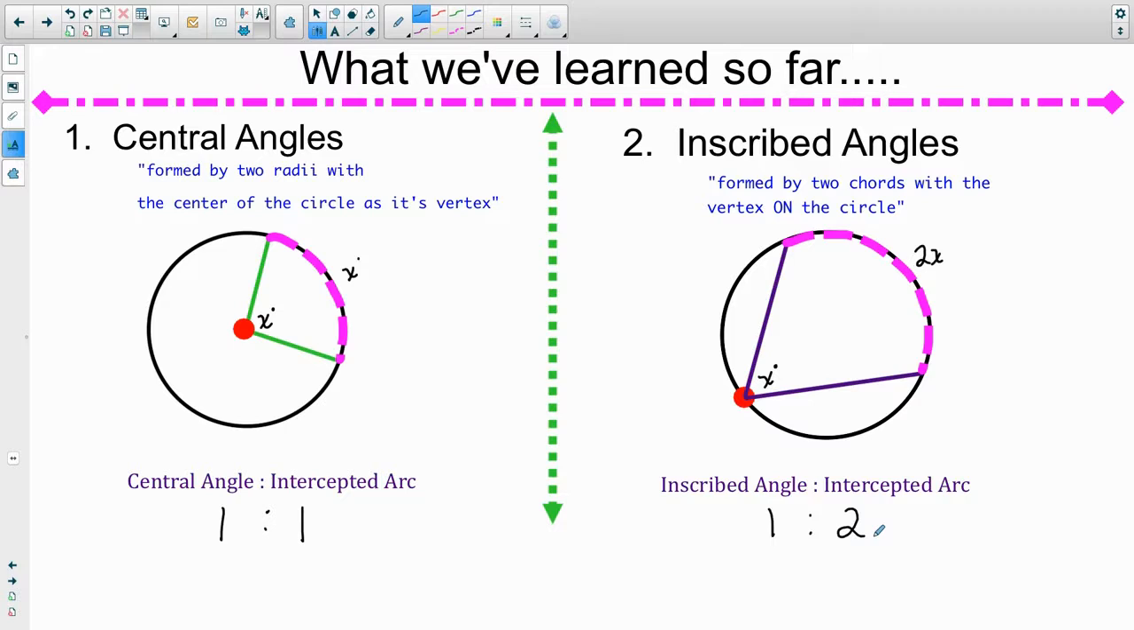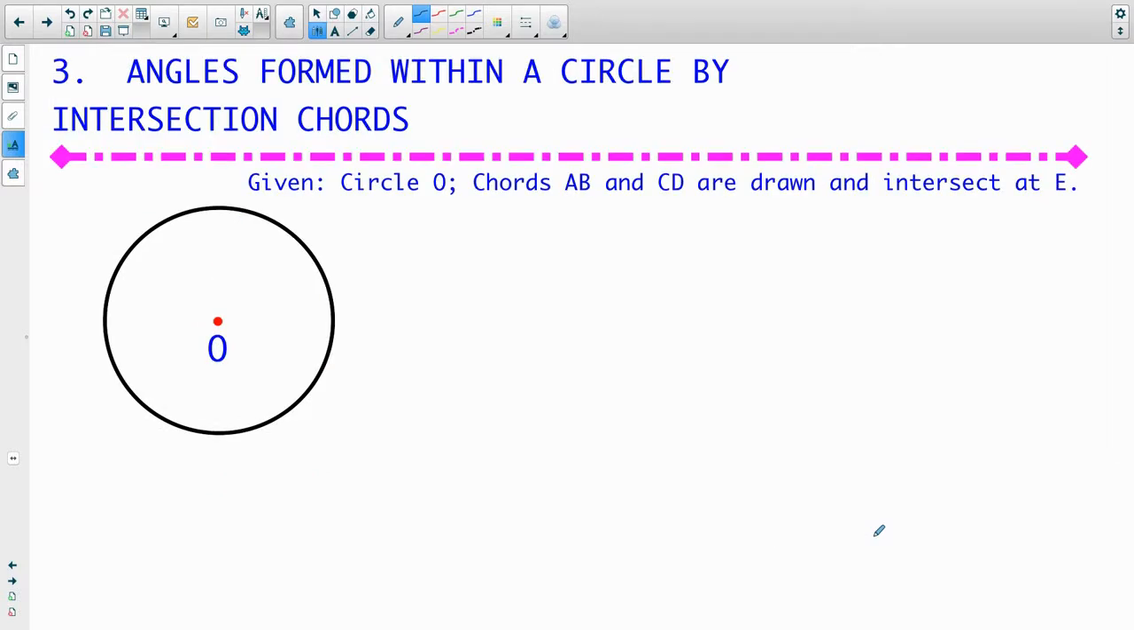All right, let's go on to our new lesson. 3. Angles formed within a circle by intersecting chords. Here we have given circle O, which means O is the center of the circle, with chords AB and CD drawn intersecting at point E.